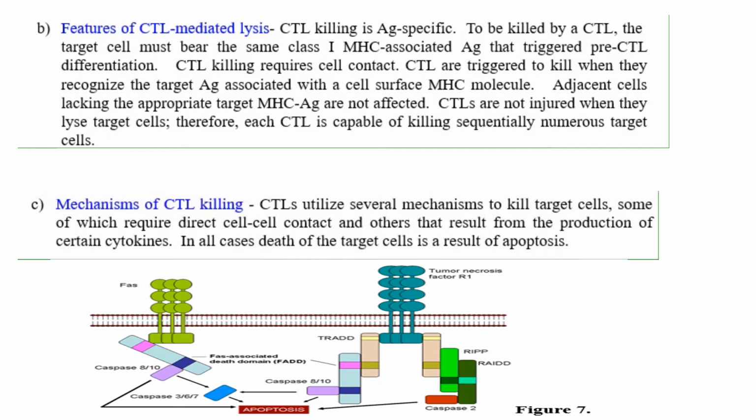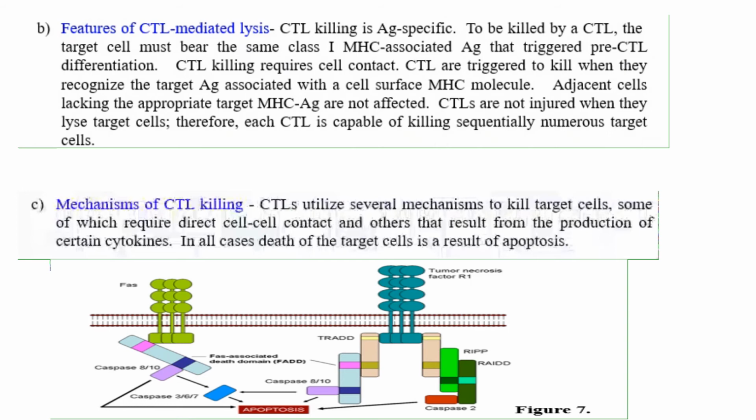How do the cytotoxic T cells kill cells presenting antigen on MHC class 1 molecules? Cytotoxic T cells utilize several mechanisms to kill the target cells, some of which require direct cell-to-cell contact, and others that result from the production of certain cytokines. In all cases, death of the target cells is a result of apoptotic cell death. So, one of the mechanisms of cytotoxic T killing is Fas and tumor necrosis factor mediated killing.